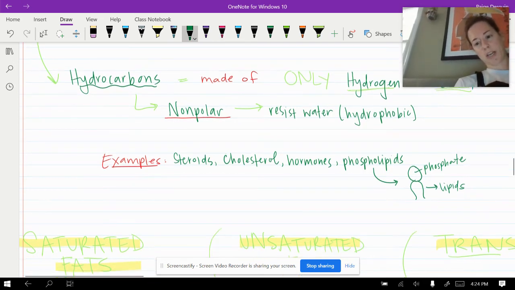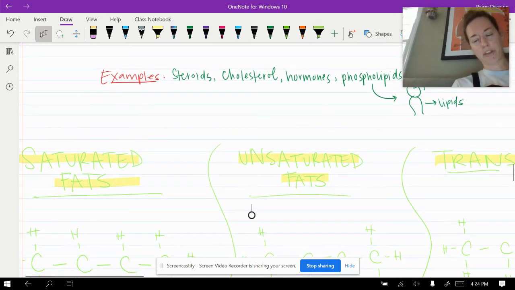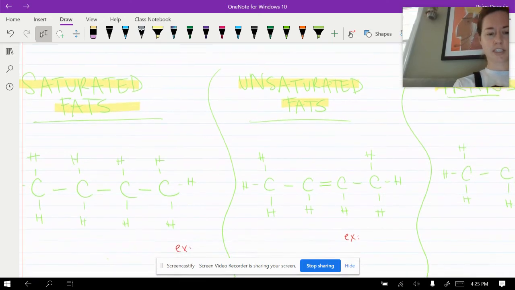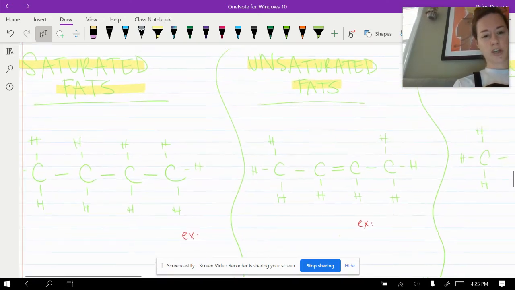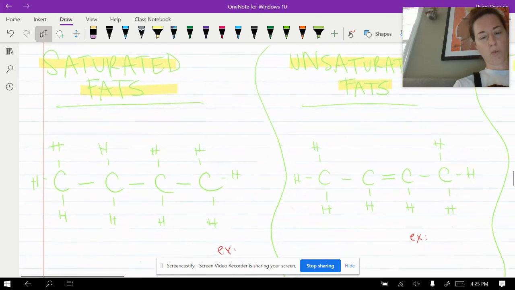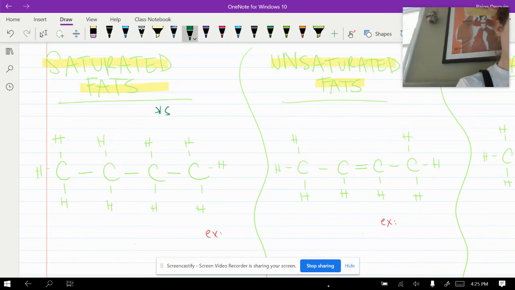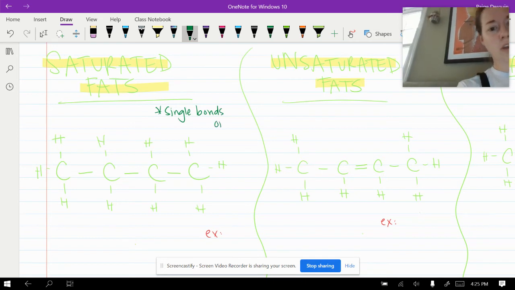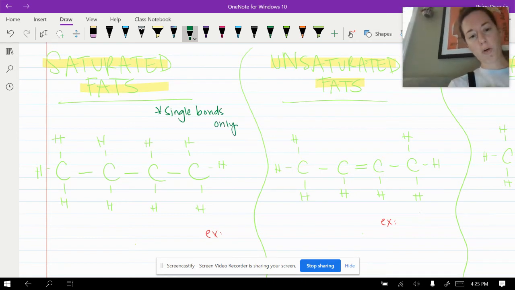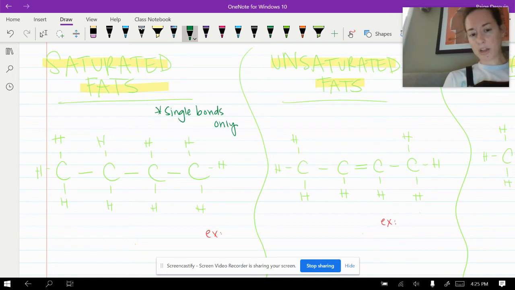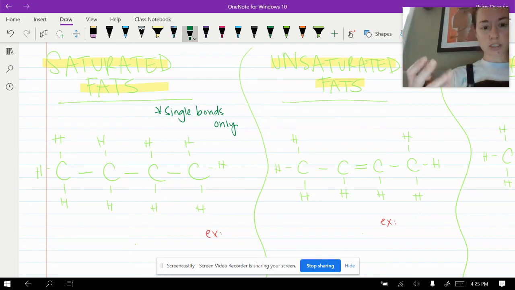Three other examples that I want to talk about quickly because they're related to your health are saturated fats, unsaturated fats, and trans fats. The first one is a saturated fat. Here's a little picture of it. What it's showing you is that there's only single bonds. This is important because only single bonds allow the maximum number of hydrogens to attach to the carbons. So that's what it's saturated with, is hydrogens.